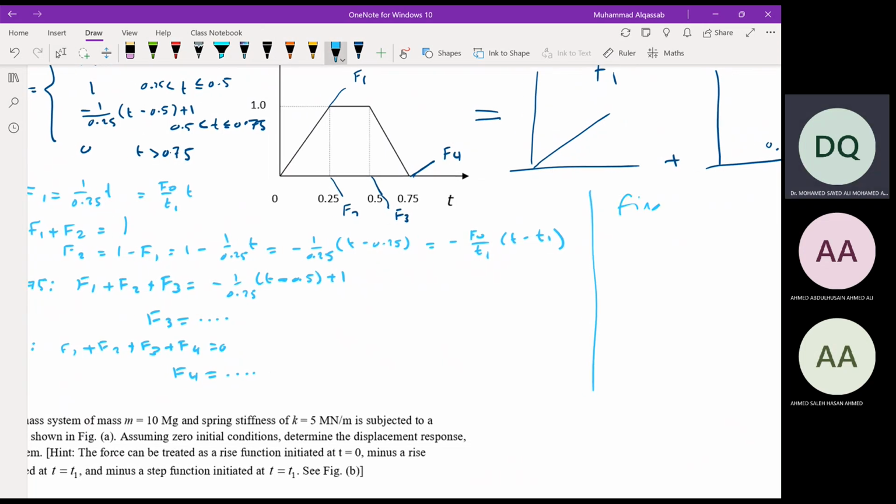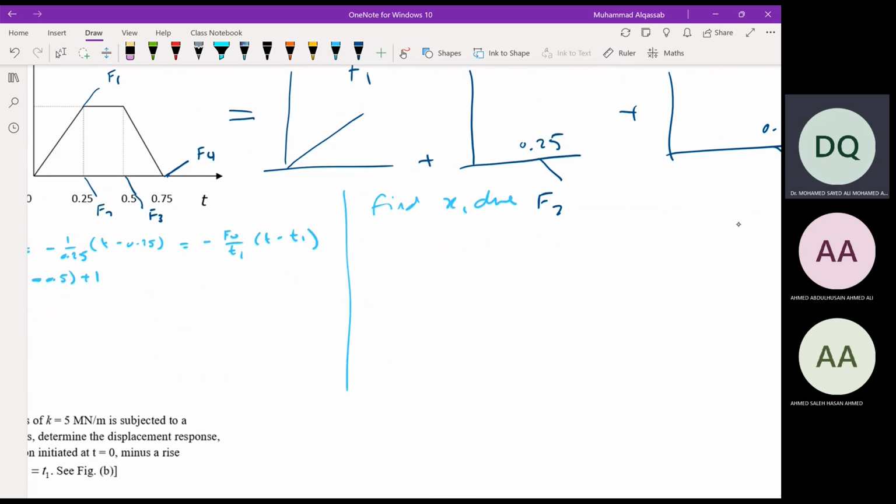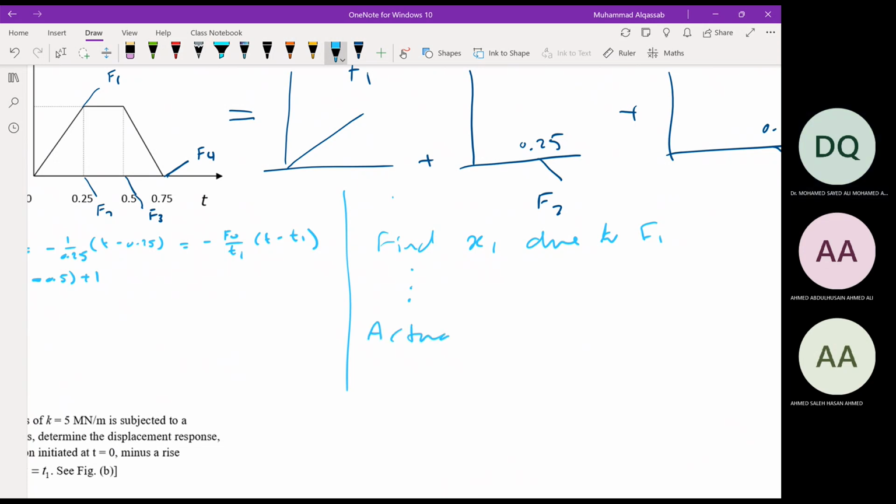Okay, then you find x1 due to f1. Find x1 due to f1, until the end. Then the actual response. You find for t less than or equal to 0.25, x equal to x1. Okay, for the second interval, and so on.